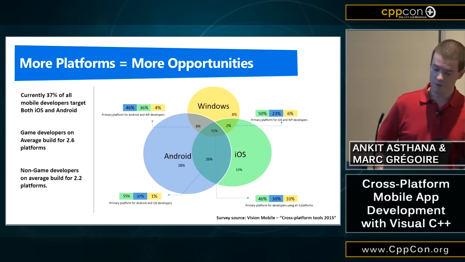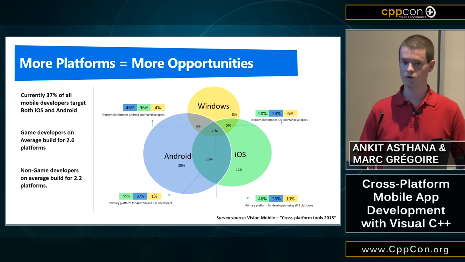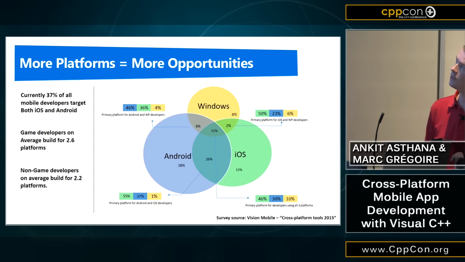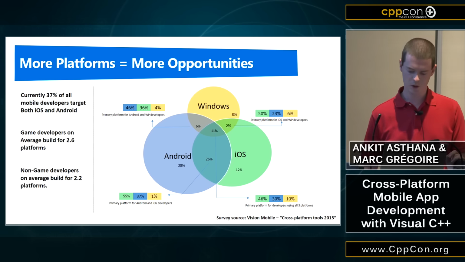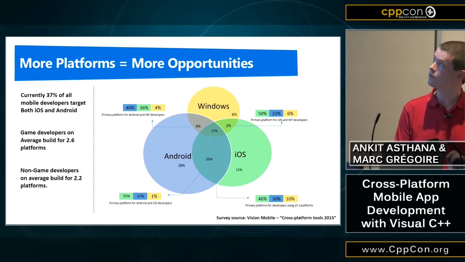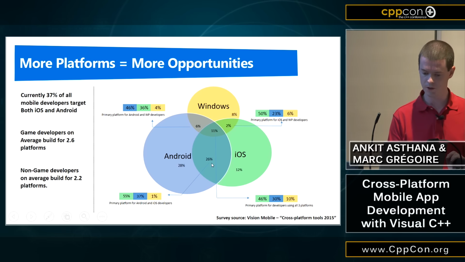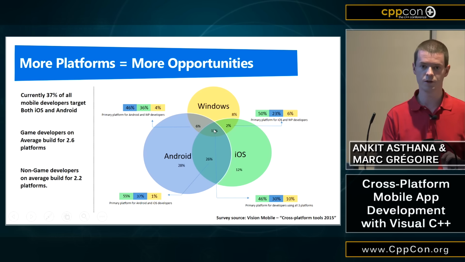This slide is a survey done by Mobile Vision for Microsoft. It was a survey of 8,000 mobile app developers. Here you can clearly see that the biggest platform is Android, followed by iOS, followed by Windows. But you also see that quite a few developers are targeting multiple platforms. In total, 37% are targeting Android and iOS. But only 11% are targeting all three platforms, because at this moment, it's too hard to support all of them. It's too much work.